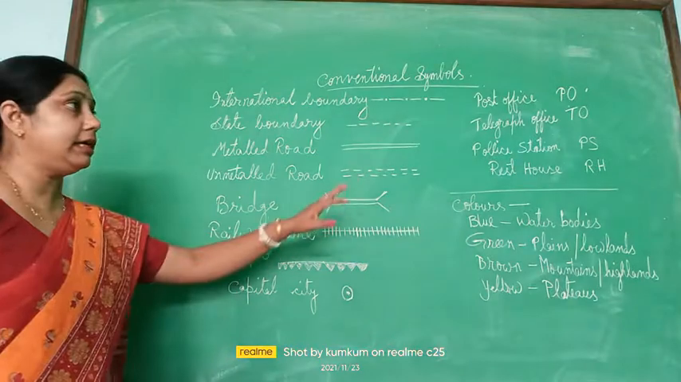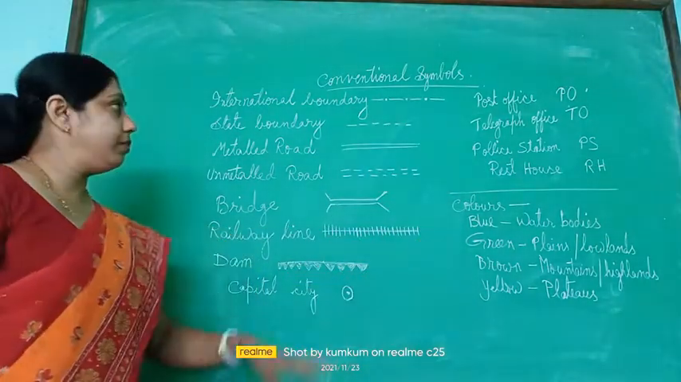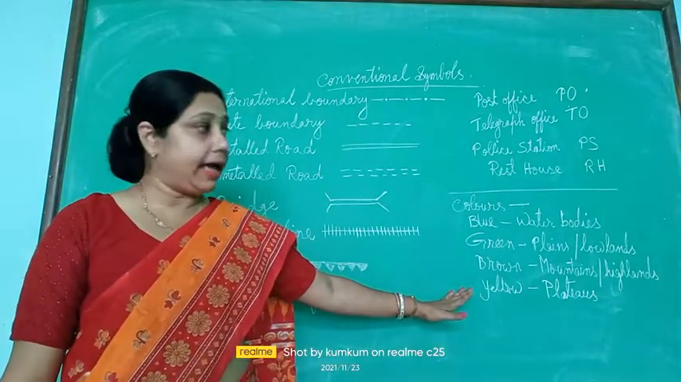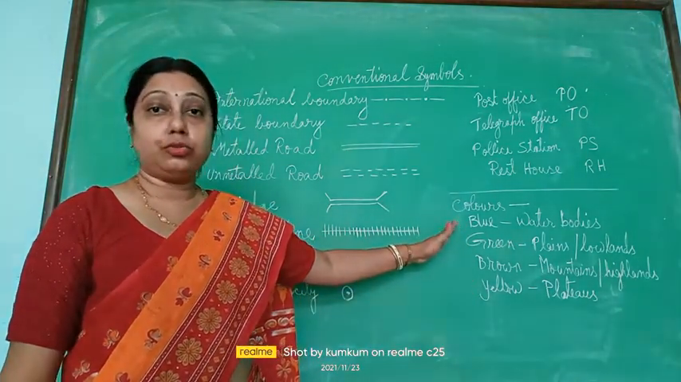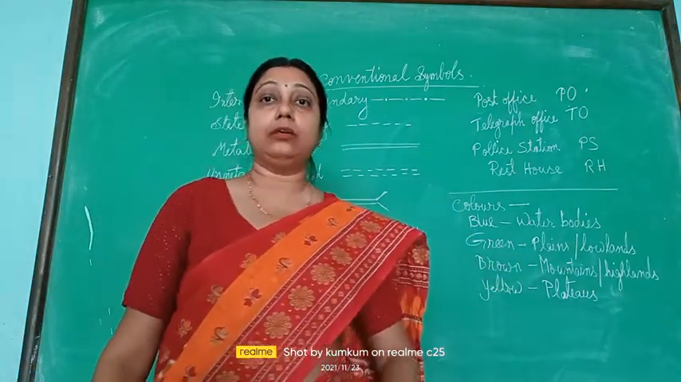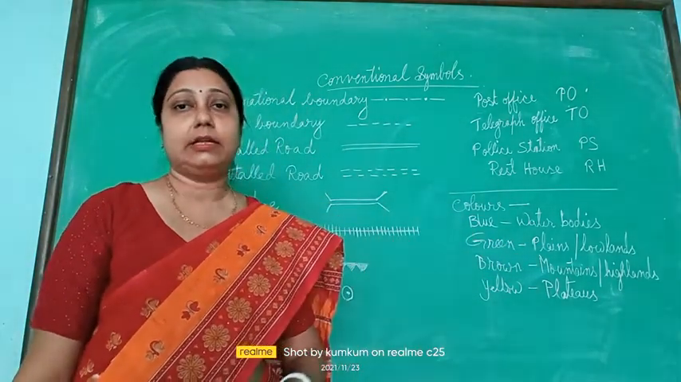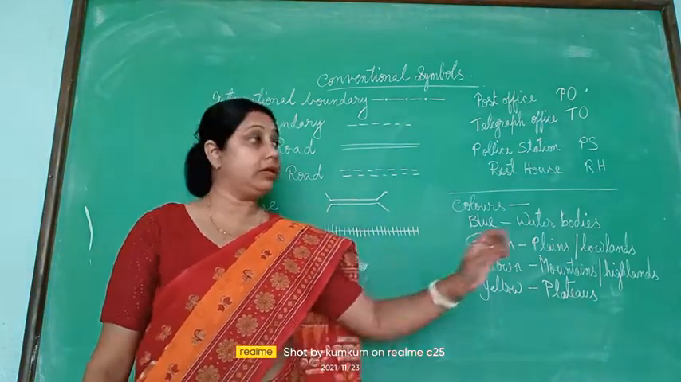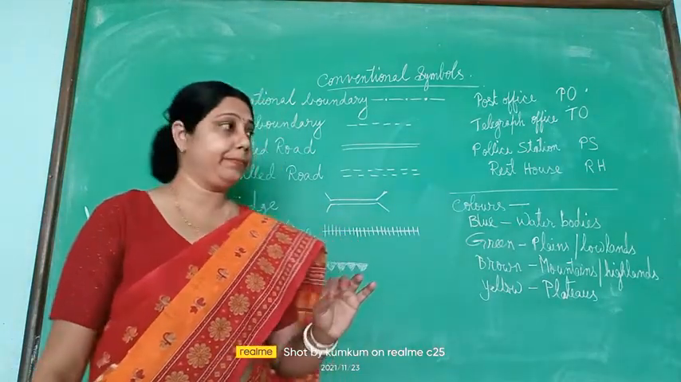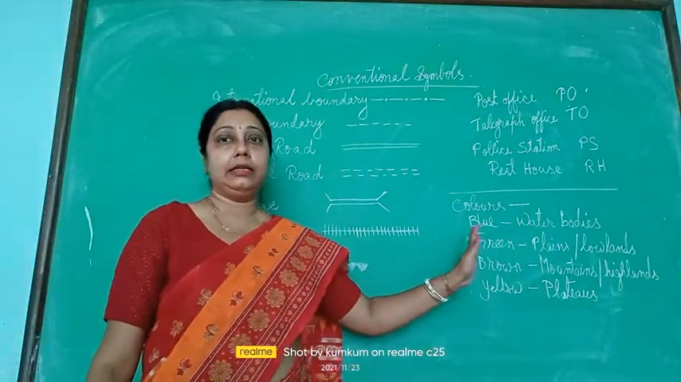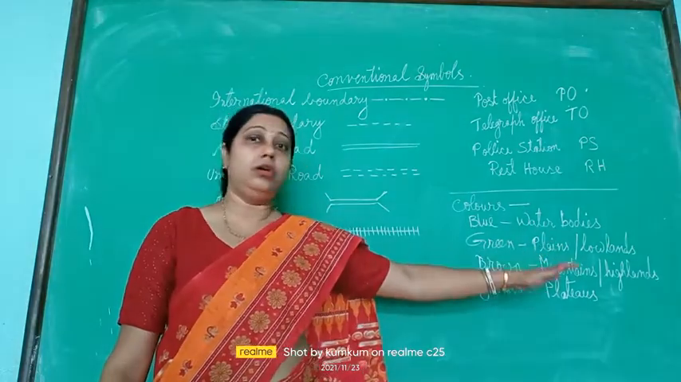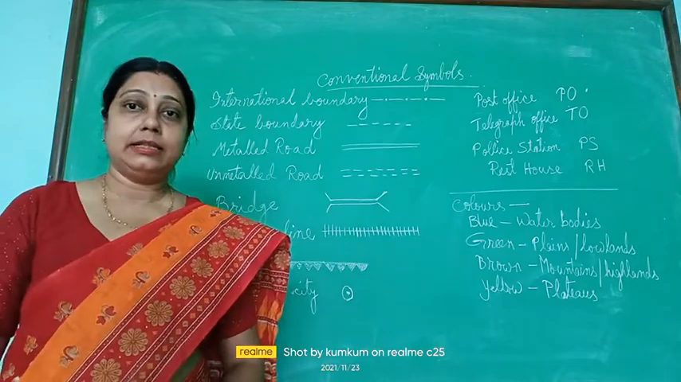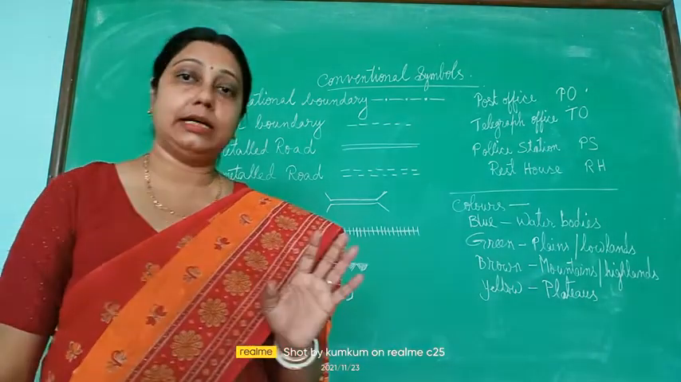Now, to see a physical map especially, we use some colors. Blue color will show you the water bodies like oceans, rivers, lakes. So wherever the blue color is used, that means you will find water bodies on a map. Next comes the green color. It depicts the plains or lowlands on a map. The places which are lowlands or plains are marked with green color.